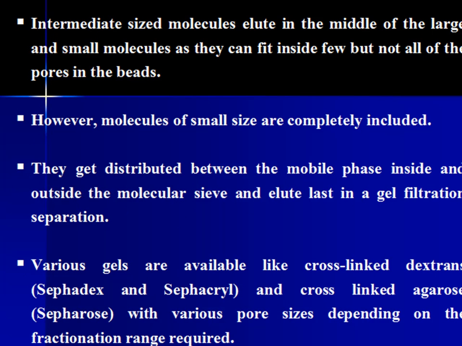Intermediate sized molecules elute in the middle of the large and small molecules as they can fit inside a few but not all of the pores in the beads. However, molecules of small size are completely included. They get distributed between the mobile phase inside and outside the molecular sieve and elute last in a gel filtration separation. Various gels are available like cross-linked dextran, that is Sephadex and Sephacryl, and cross-linked agarose, that is Sepharose, with various pore sizes depending on the fractionation range required.